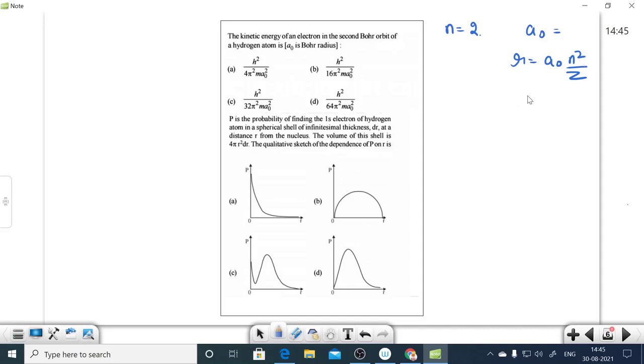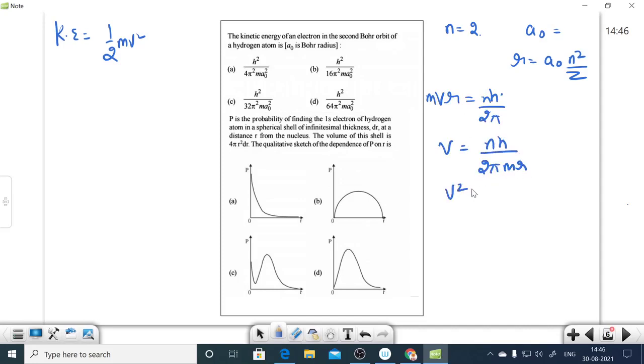So now the next one is, we need to find out the kinetic energy. As we all know, kinetic energy is half mv square. So let's find out velocity first. Velocity can be found, we know that mvr is equal to nh upon 2 pi. Velocity will be nh by 2 pi mr. So v square will be n square h square upon 2 pi.